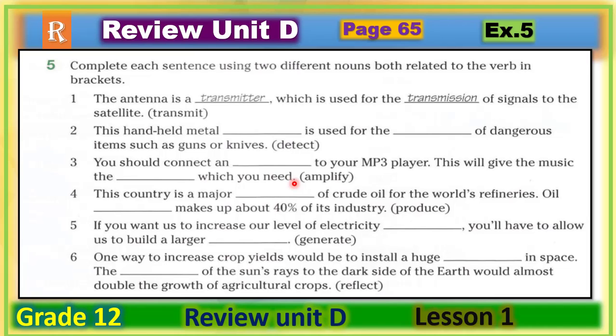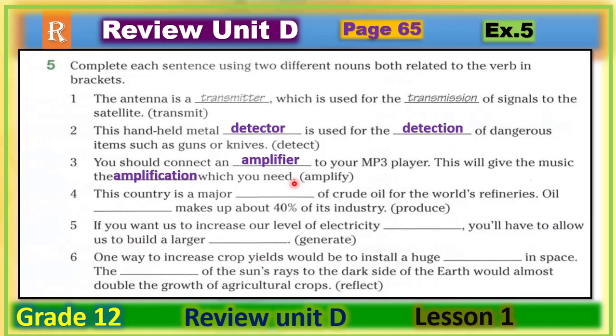This handheld metal detector is used for the, what is the second noun? Detection, excellent, of dangerous items, such as guns or knives. Number 3, you should connect an amplifier, good, to your MP3 player. This will give you the music, the space which you need, the amplification.